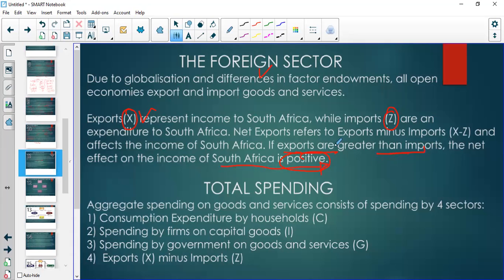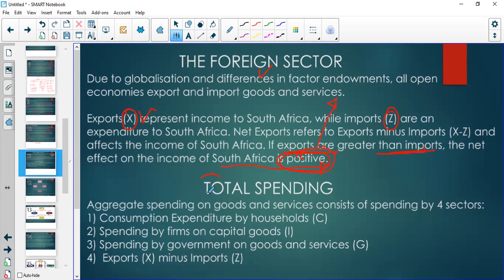When we export, we earn income from Germany or from wherever. Let's say Germany, right? Then when we import, it means we're giving money to Germany. So if we earn more than we spend, then that's a positive outcome. We're going to discuss that more when we deal with the international trade stuff.